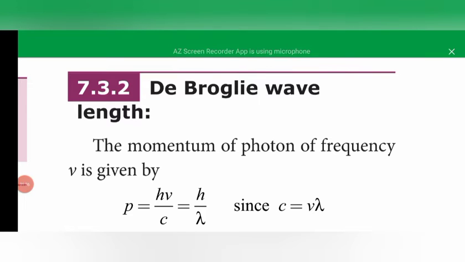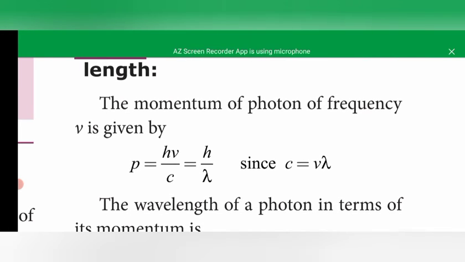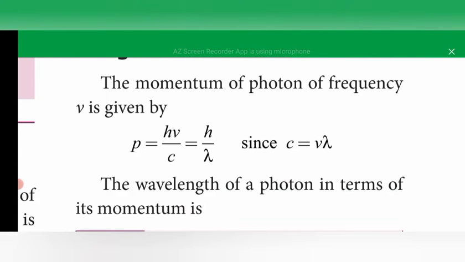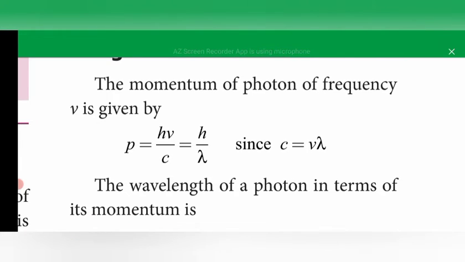De Broglie first explained the wavelength, called the de Broglie wavelength. Wavelength we generally denote as lambda. He started from the general formula: the momentum of a photon of frequency nu is given by p is equal to h nu by c. This you know very well because of Einstein's explanation of the particle nature. So p is equal to h nu by c, and since c is equal to nu lambda, nu by c is 1 by lambda.